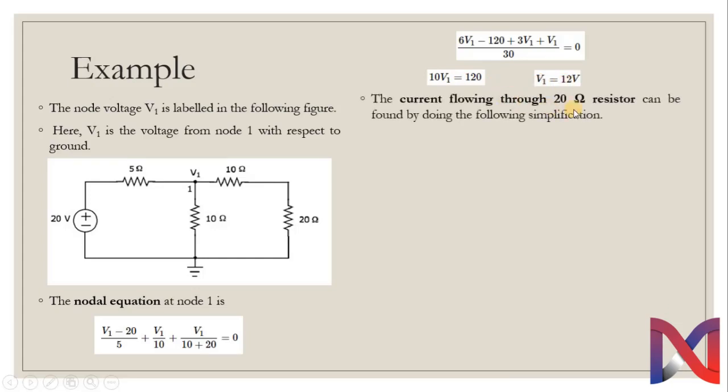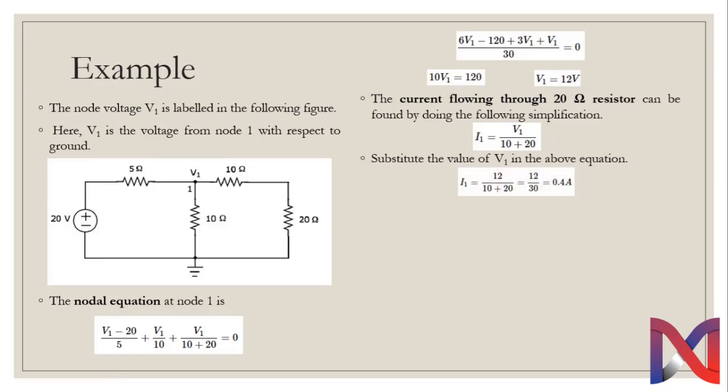So the current flowing through the 20 ohm resistor can be found from this equation, I1 is equal to V1 divided by 10 plus 20. So we will put the value of V1 in the above equation. So we have I1 is equal to 12 divided by 10 plus 20. It will become 12 divided by 30. So we have 0.4 ampere at the 20 ohm resistor. Now the same current will flow through the 10 ohm resistor as well because both resistors are connected in series.